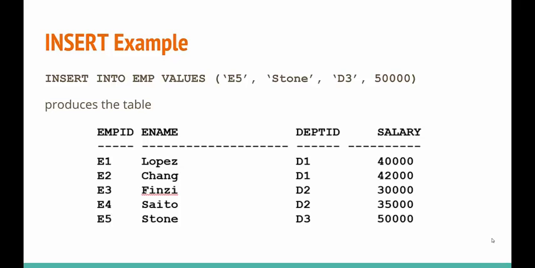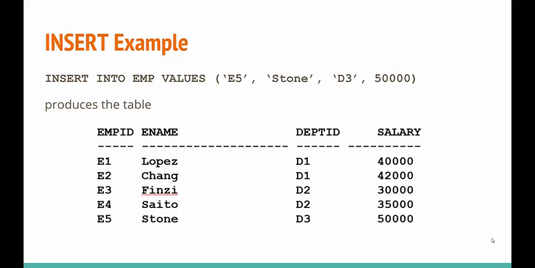Here's an example of how we might use the insert statement on our employee table. Here we're inserting into the employee table, or the emp table as it's called, and we're specifying four distinct values that we want for our new record. We want the employee ID to be E5, the employee name to be Stone, the department ID to be D3, and the salary to be $50,000. In the end, once we execute this command, it would produce the table that you see here below, with one record added at the end.